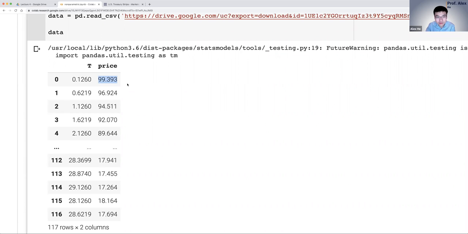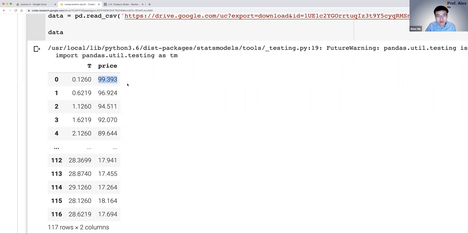So the interest rate is you calculate what is the discount rate, right? Which is the difference between 100 and 99.3 divided by 100. And that would be about 6%.